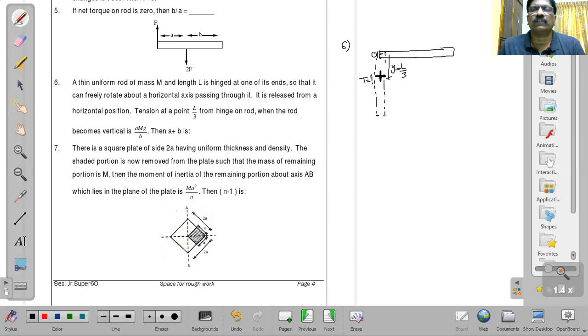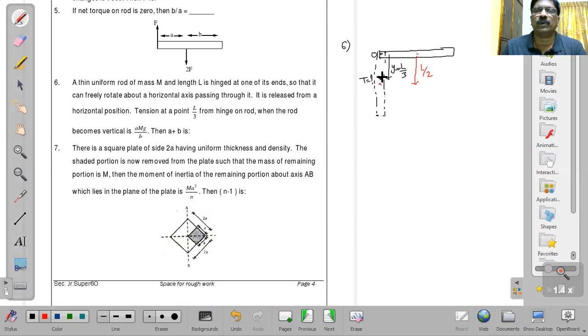At this point, the force acts in the vertically downward direction, because whenever the rod is released from the horizontal position and comes to the vertical position, the center of mass comes down through a distance. Suppose this is the center of mass. The center of mass comes down through a distance equal to L by 2 when the rod becomes vertical. So it loses potential energy. That potential energy is gained by the rod in the form of rotational kinetic energy. So it acquires some angular velocity. Due to that angular velocity, some centrifugal force acts on the rod at this point.